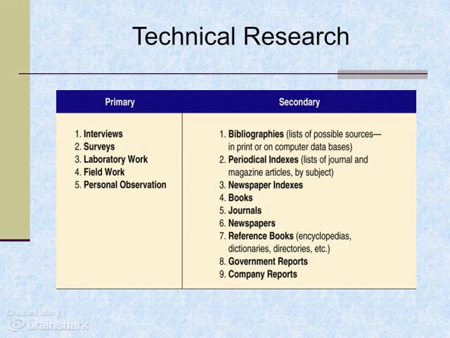Secondary research is when you look at other people's primary research. Secondary research includes bibliographies, which are lists of possible sources of information in print or on computer databases. Periodical indexes. These indexes are lists of journals and magazine articles by subject.